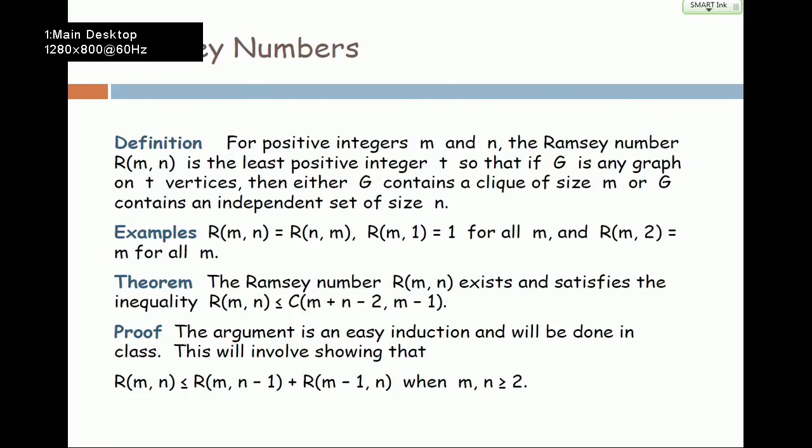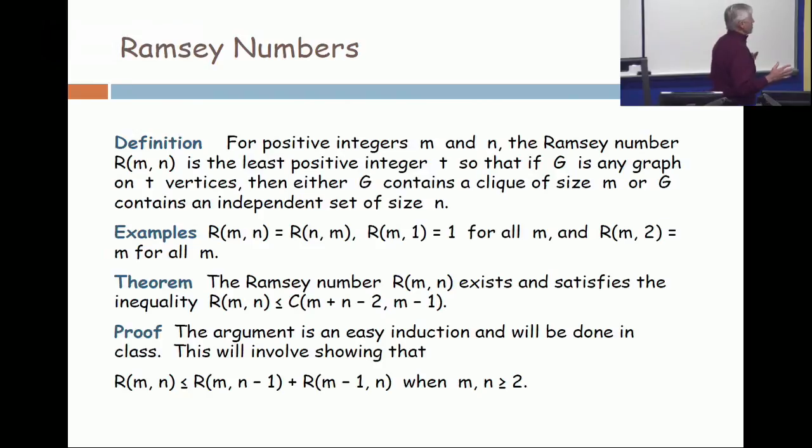The theorem that we're going to prove is that all the Ramsey numbers exist. They not only exist, they can be bounded from above by a binomial coefficient. So the theorem, reading in the middle of the slide, is that the Ramsey number R(m,n) exists and is no more than the binomial coefficient C(m plus n minus 2, m minus 1).